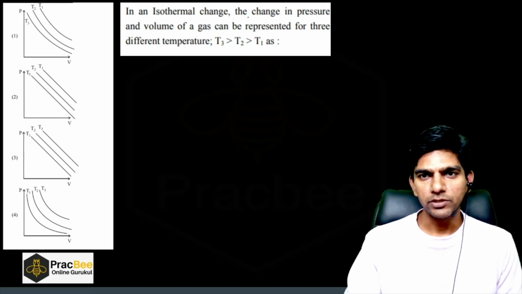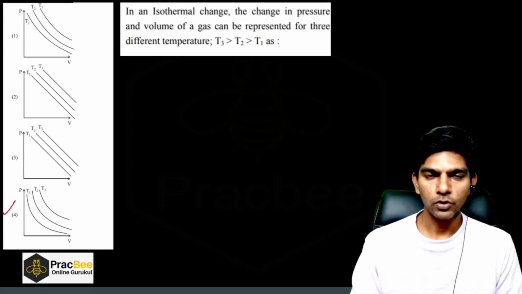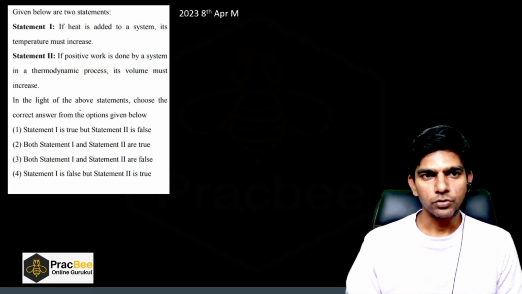In an isothermal change, the change in pressure and volume of a gas can be represented for 3 different temperatures, where T3 is greater than T2 is greater than T1. We have just studied this concept. So the answer will be option 4. Right? Let us see one more question.